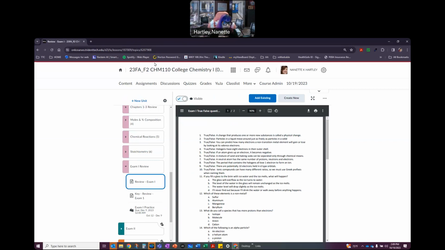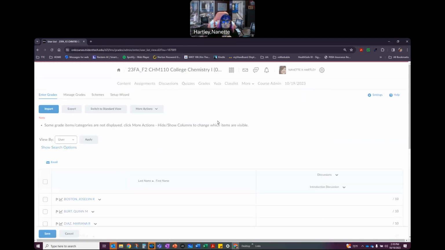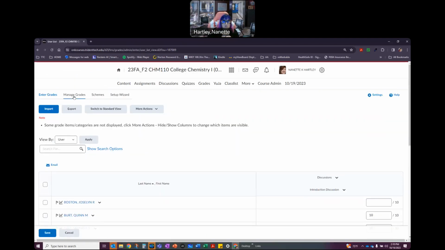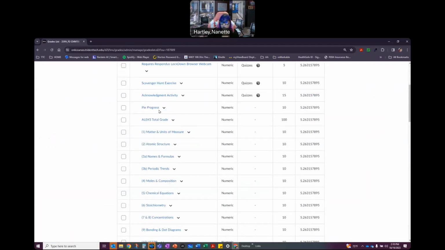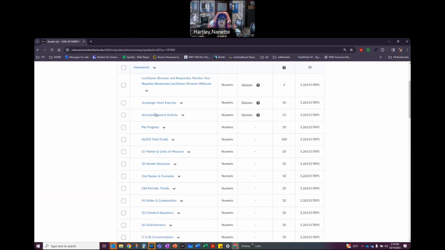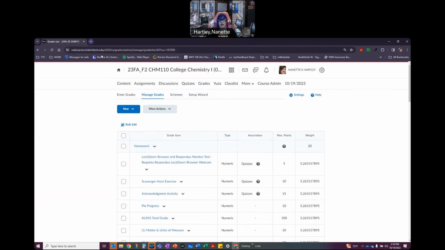The other thing that you'll see is, trying to remember exactly what the wording is. Oh, your pi progress. Now your pi progress is a 10-point score. All that reflects is how much of the work that you were assigned did you do. So if you did 90% of the work, then you get a 9 on that. Your ALEKS total grade is out of 100. And that's the average of everything that you did in there. Okay. So those are the scores that go with the ALEKS part.